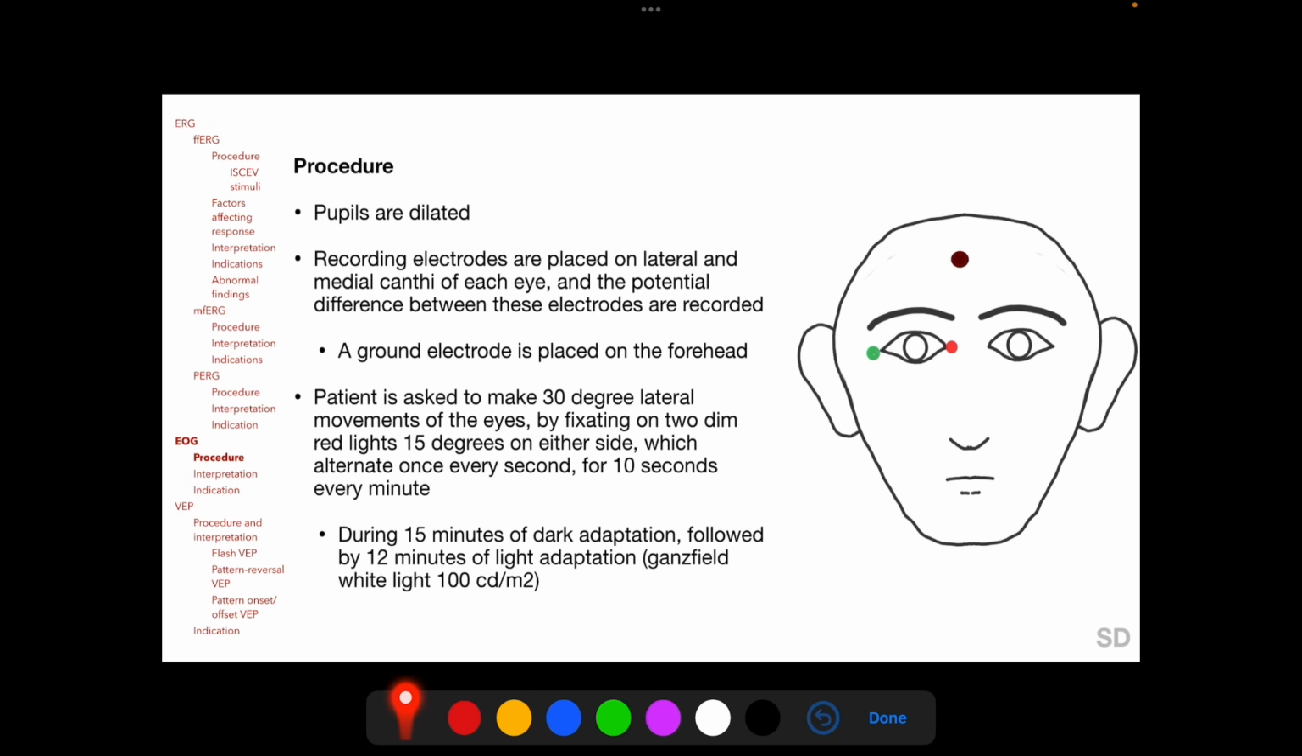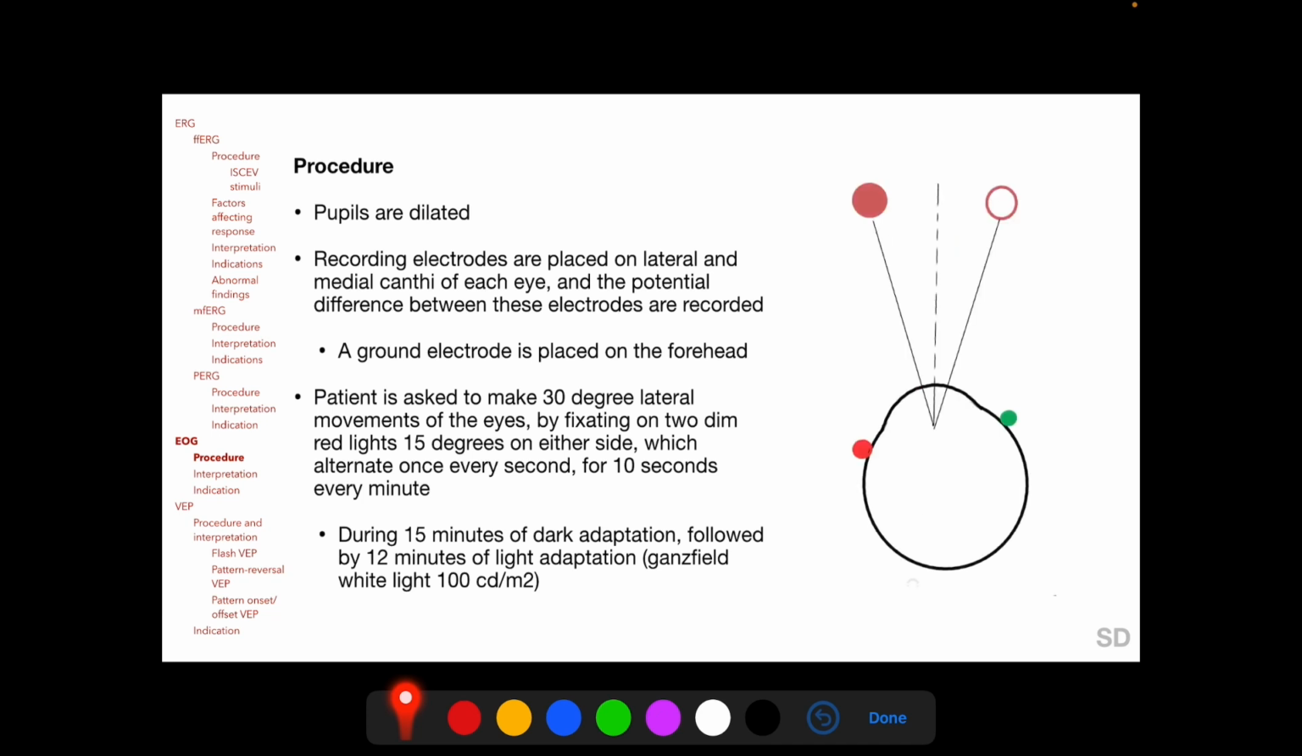For electro-oculography, the pupils have to be dilated and the recording electrodes are placed on the lateral and the medial canthi of each eye, and the potential difference between these two electrodes is recorded. A ground electrode is placed on the forehead, and the patient is asked to make 30-degree lateral movement of the eyes by fixating on two dim red lights 15 degrees on either side, which alternately light up once every second for 10 seconds every minute. And this is continued during 15 minutes of dark adaptation, followed by 12 minutes of light adaptation.